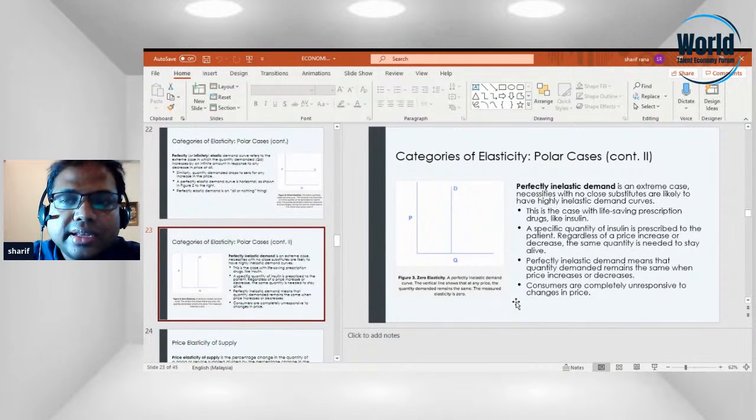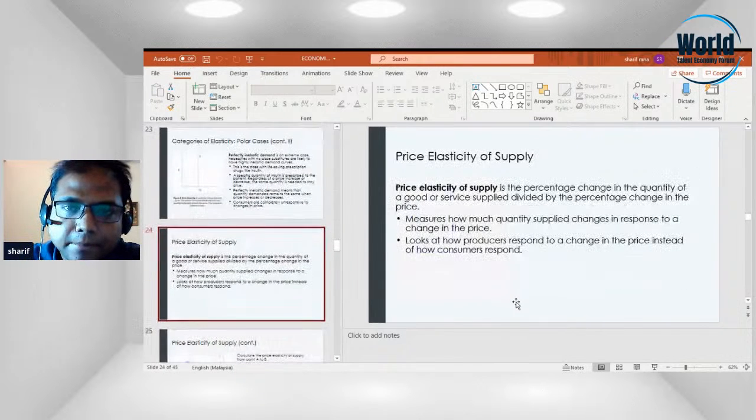Perfectly inelastic demand is an extreme case. Necessities with no close substitute are likely to have a highly inelastic demand curve. This is the case with life-saving prescription drugs like insulin. A specific quantity of insulin is prescribed to patients regardless of a price increase or decrease. The same quantity is needed to stay alive. Perfectly inelastic demand means that the quantity demanded remains the same when the price increases or decreases. Consumers are completely unresponsive to the change in price.